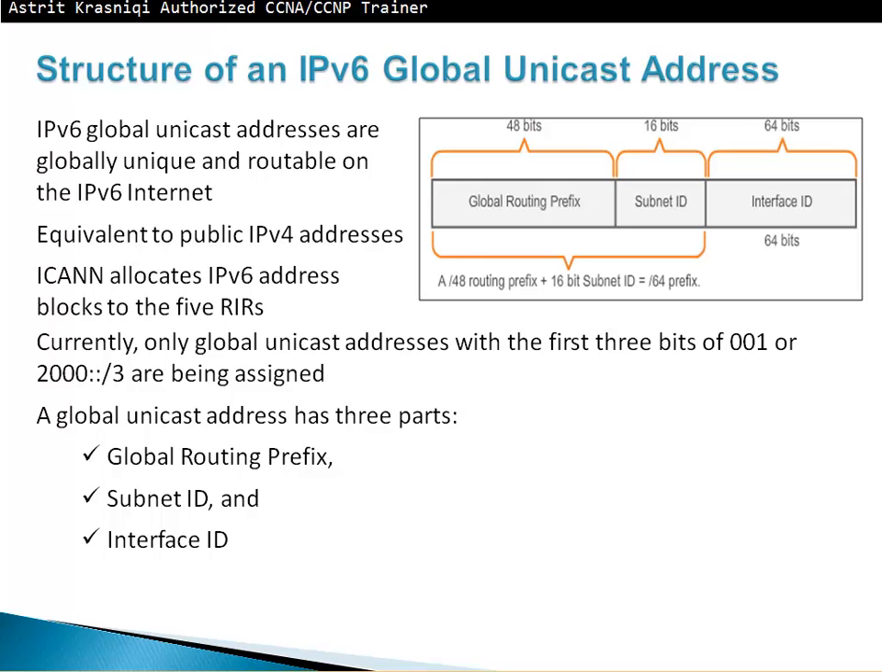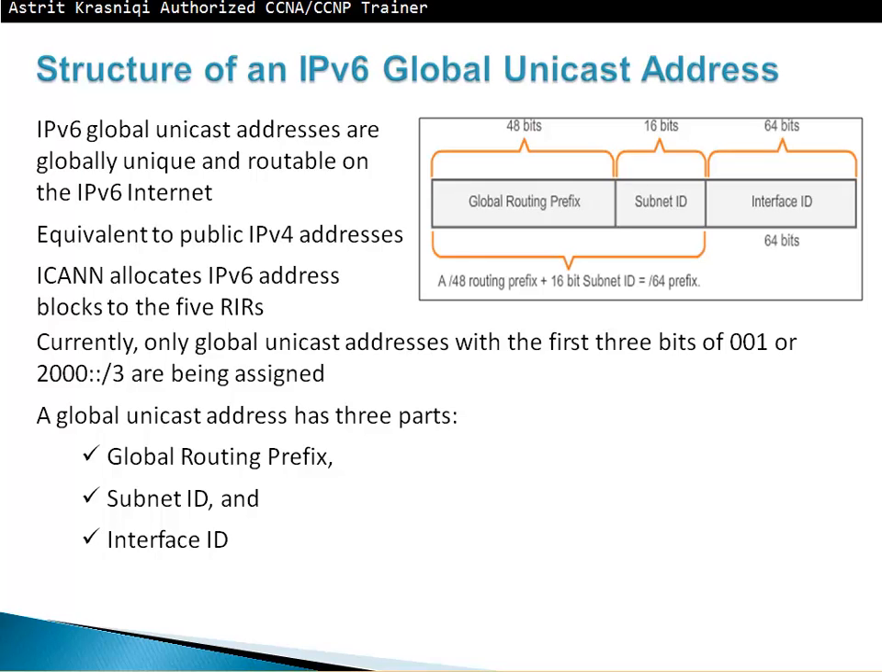Structure of an IPv6 global unicast address. IPv6 global unicast addresses are globally unique and routable on the IPv6 internet. So they are global addresses and are routable, equivalent to public IPv4 addresses. IANA allocates IPv6 address blocks to the five RIRs. Currently, only global unicast addresses with the first three bits 001, or 2000::/3, are being assigned.